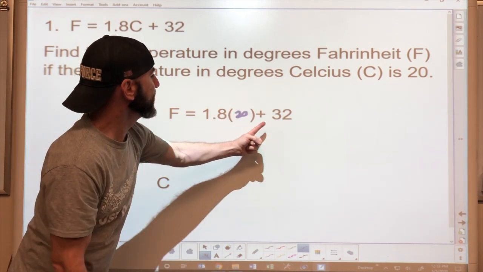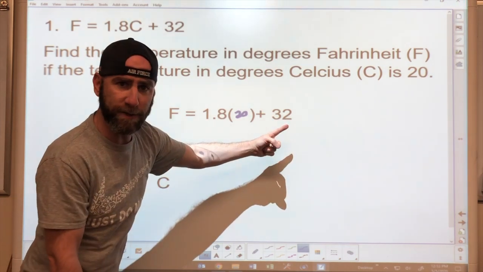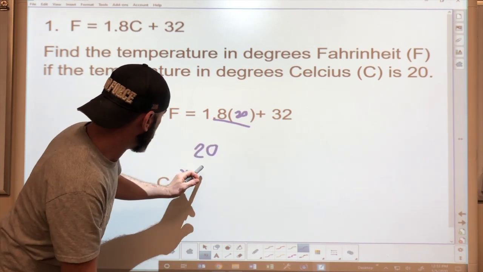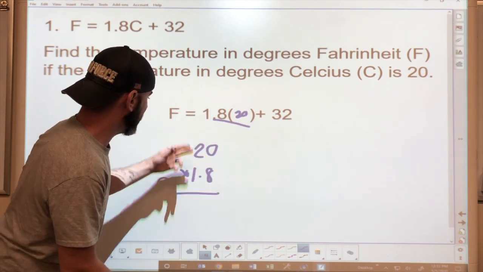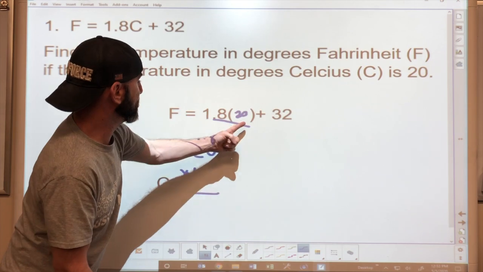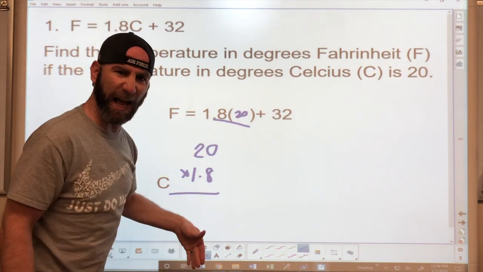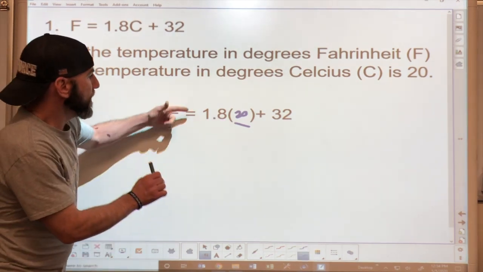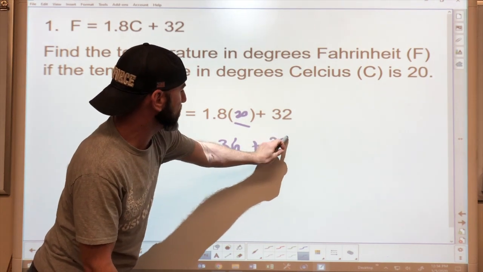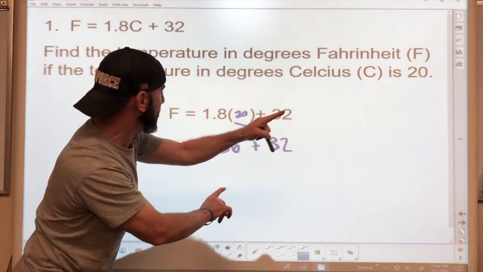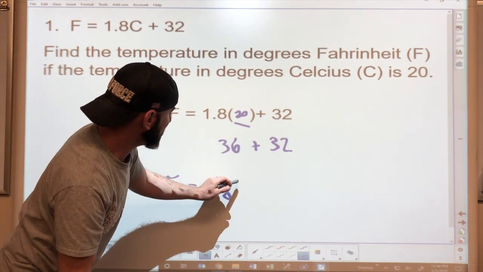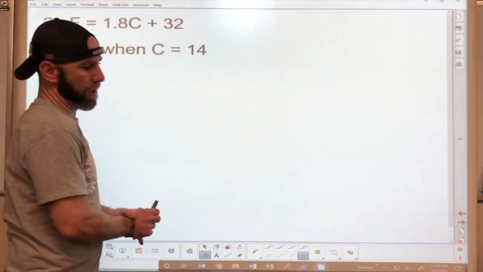And now it's up to you to evaluate what this is going to be. So we're going to multiply first 20 times 1.8, find the value there, and then add the 32. Don't forget to add the 32 to the product of those two right there. Tackle that. The product of those two is 36. Add 32. So when the temperature is 20 degrees in Celsius, the degrees in Fahrenheit is equal to 68 degrees. There we go. Find this on your own.